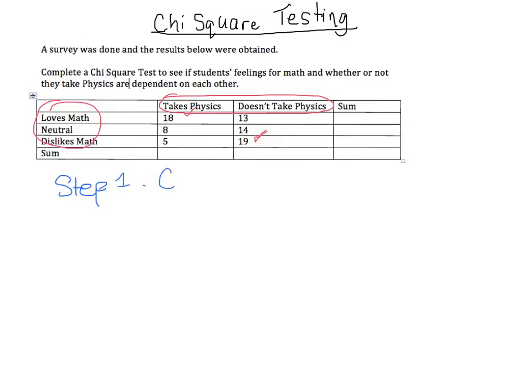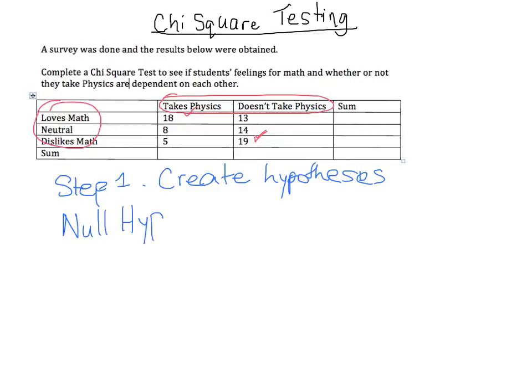Create your hypotheses. So let's go with two hypotheses. The first one is called the null hypothesis. And the null hypothesis is a hypothesis that states that your two variables are independent of each other.